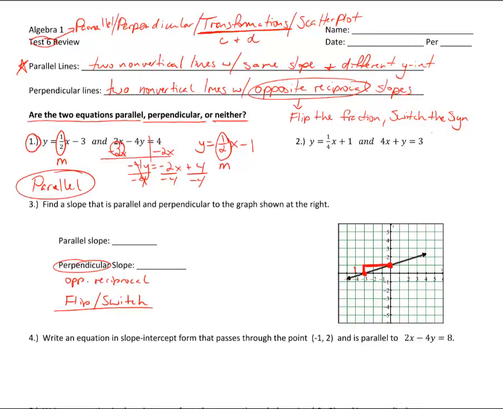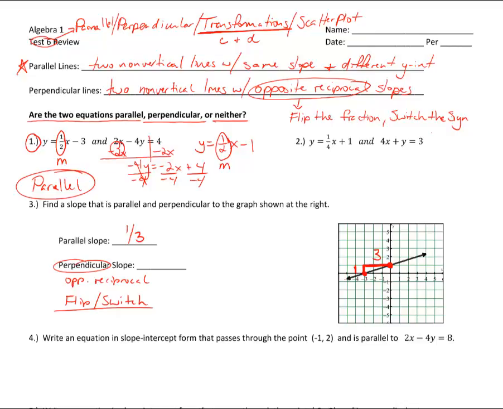You should have said 1. It went up 1, and what did it go to the right? Went over 3. So the rise over the run is 1 over 3. So 1/3 is your slope.